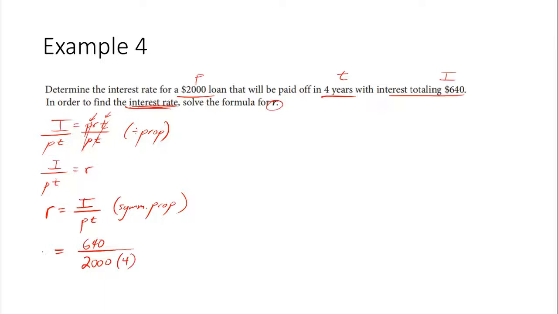Let's go ahead and do that in a calculator real quick. So 640 divided by, what was that, 8,000, right? 2,000 times 4. And you have 0.08. And again, just like with relative frequency, move the decimal 2 places, and that is 8% interest rate.